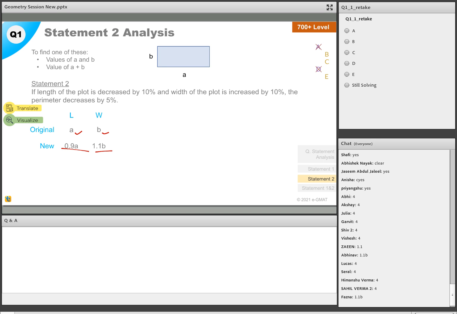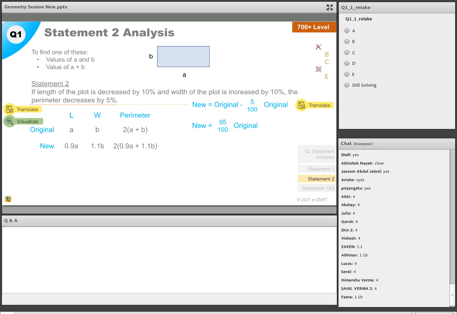I can get to the perimeters as well, right? So the initial perimeter would be twice of A plus B. The final perimeter would be twice of the new length plus the new breadth. According to this question, the perimeter decreases by 5%. Now, that essentially means that my new perimeter would be equal to the original perimeter minus 5% of that original perimeter, right?